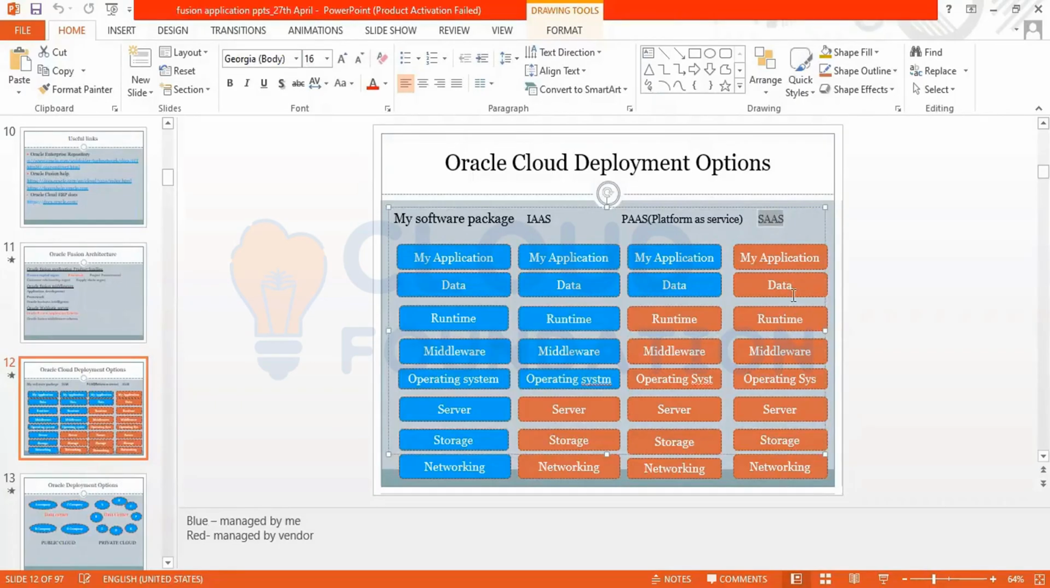So when we talk about Fusion application, this is the thing that we have. What is SaaS? SaaS is software as a service. Usually Fusion application is an interview question also. It will be asked in many ways, like where does Fusion HCM play a role? What are the cloud deployment options? So you will say Fusion application uses software as a service, that is SaaS, not platform as a service.